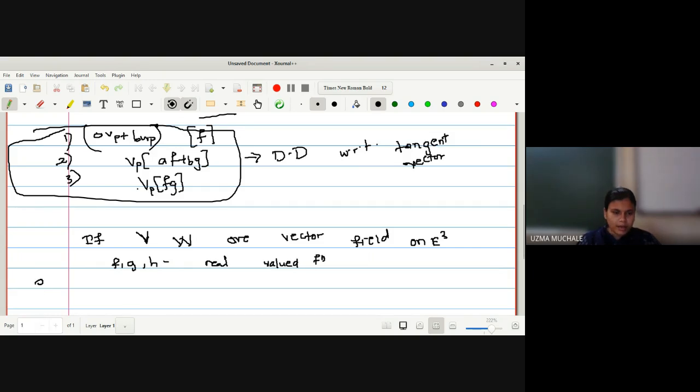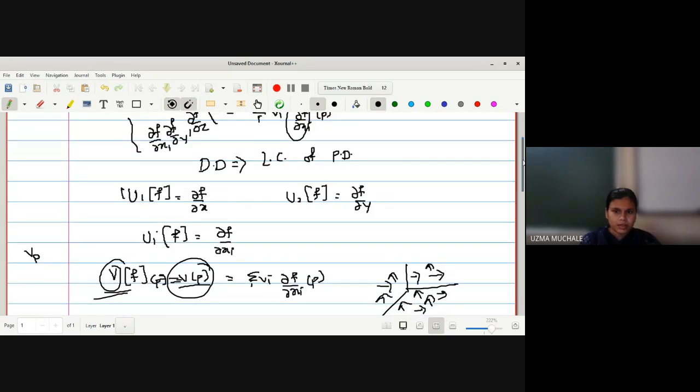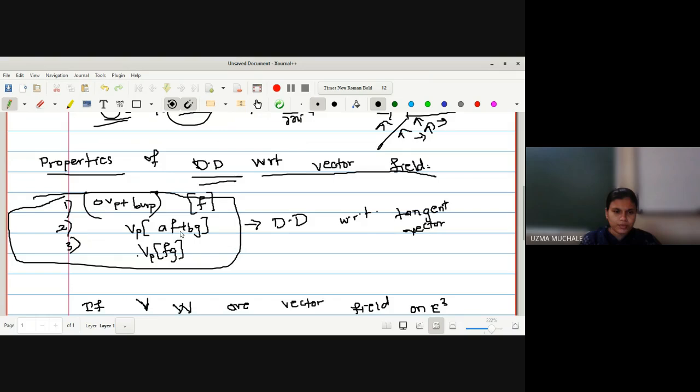Then prove that. What is our aim to prove? Our aim is to prove the first property, which is very similar to the properties which we have seen for the directional derivative with respect to a tangent vector. Here what is the change? fV plus gW. What was there initially? It was af plus bg. In the things which we have seen here, af plus bg, but instead of having a and b, here we are working with vector fields.